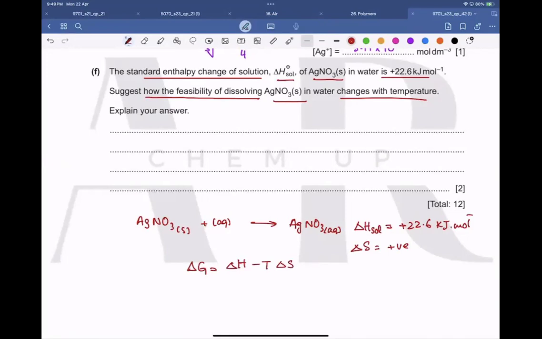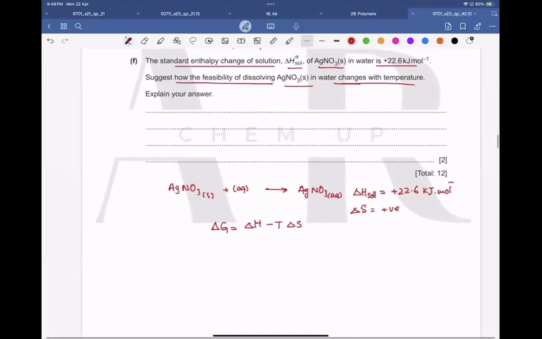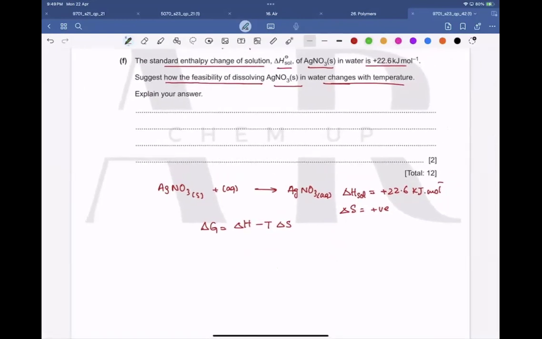And what they are saying is to explain the feasibility with the temperature. Okay. Now, this value, right? And this value is positive. So as a result, this whole thing becomes negative. So there is one value positive and one value negative.